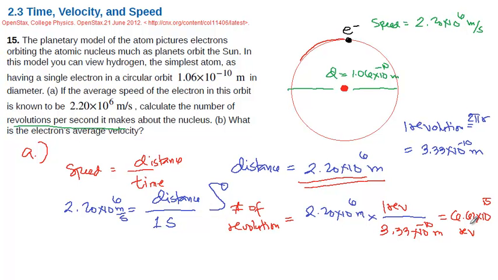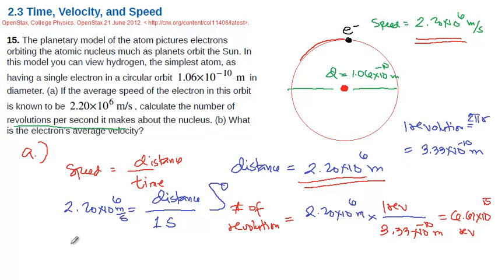Meaning, every second it revolves around the nucleus this many times. Quite a very big number. But of course, the electron is moving very fast, so we expect that it will be able to revolve around the nucleus that many times a second.